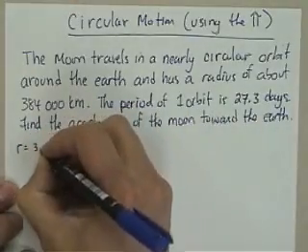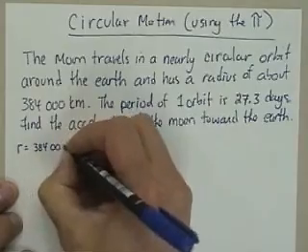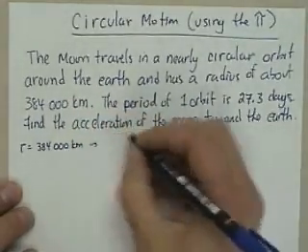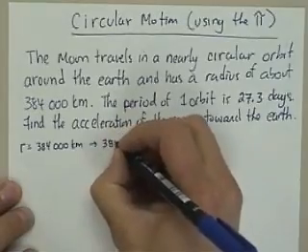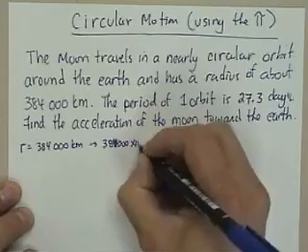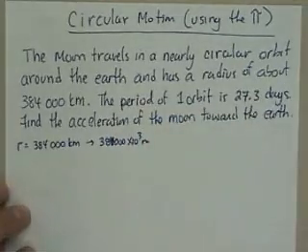Radius, 384,000 kilometers. Don't want kilometers. I want it in meters. So that's going to be 384,000 times 10 to the 3 meters.